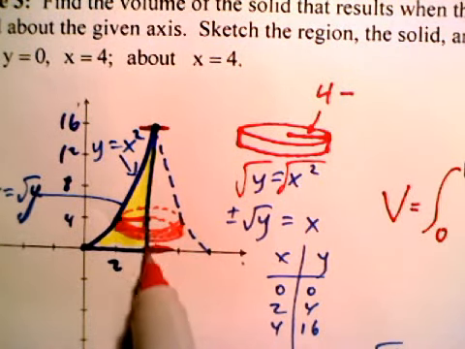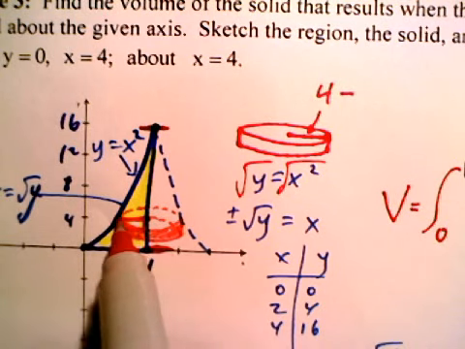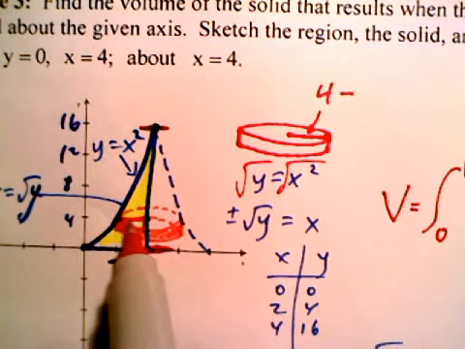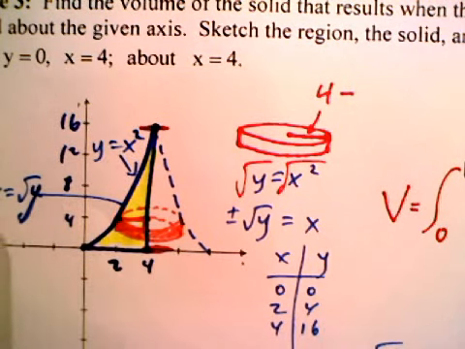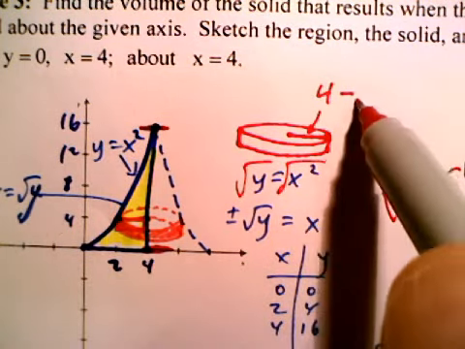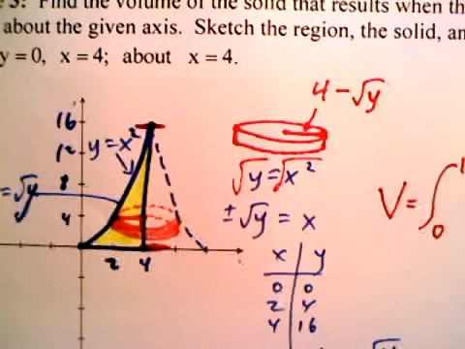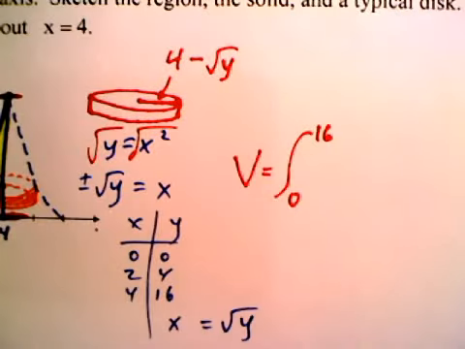So given that, we now know that our radius goes from the right-hand side, which is x equals 4, to the left-hand side of that line segment. And the left-hand side of that line segment is bordered by the curve x equals radical y. So we have 4 minus radical y as the radius. It took a long time to explain that, but once you get that, then you're looking pretty good.